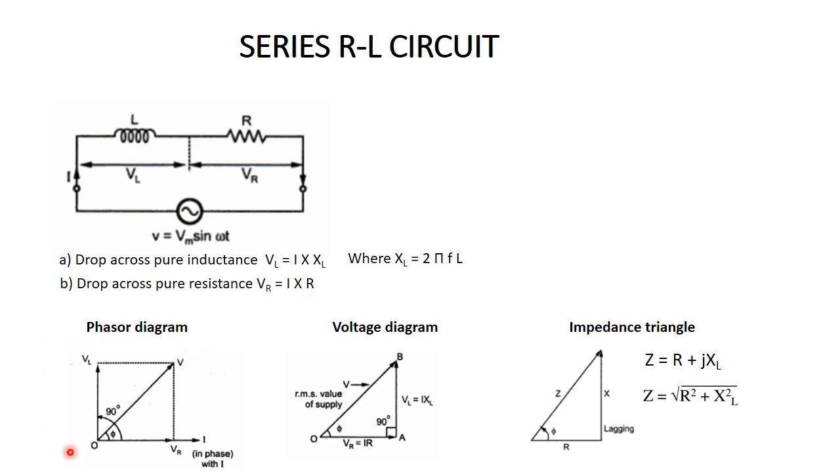From the phasor diagram, we can see VR is in phase with I. From the voltage diagram, VR and VL vectors are at an angle of 90 degrees. From the impedance triangle, Z can be formed with X and R. In rectangular form, Z equals R plus j XL. Z equals the square root of R squared plus XL squared.